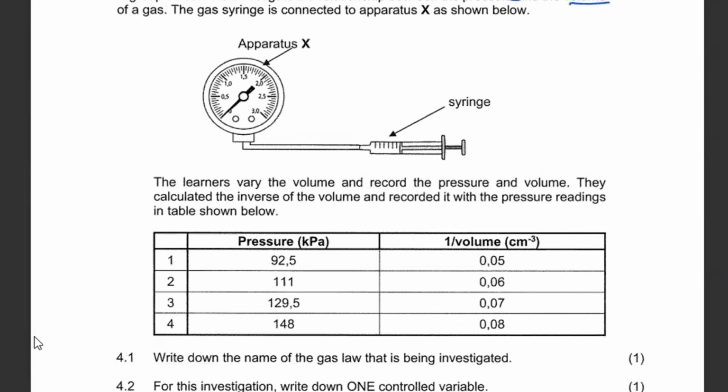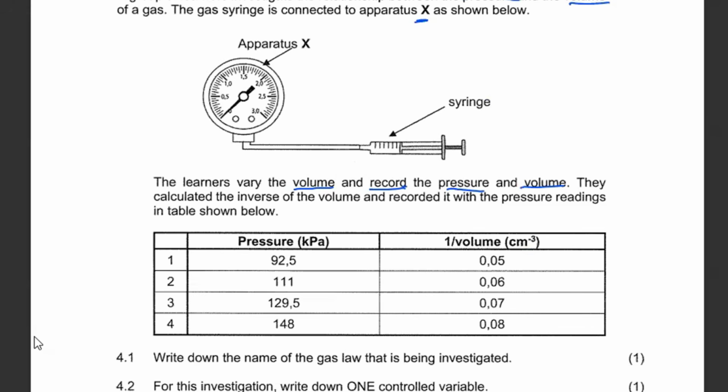So the gas syringe is connected to apparatus X, as shown below. So apparatus X there, then we have our syringe there. Then the learners vary the volume and record the pressure and volume. They calculated the inverse of the volume and recorded it with the pressure readings in the table below. That's the table that they have there.